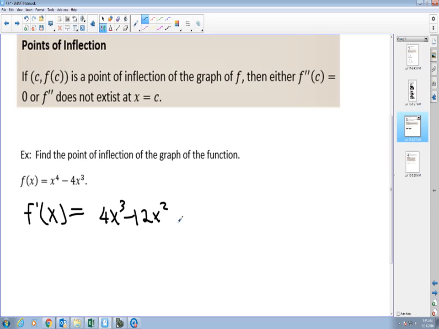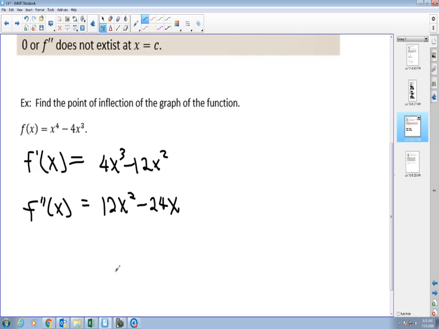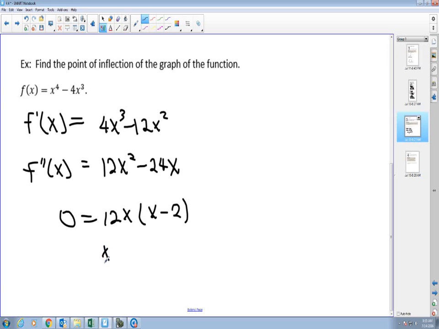If I set that equal to 0, it'll give me the critical points, but I need f double prime. F double prime will be 12x squared minus 24x. Set this equal to 0. I'm going to factor out my 12x as well, so that's 12x times x minus 2. If I set 12x equal to 0, x equals 0, and if I set x minus 2 equal to 0, x equals 2.